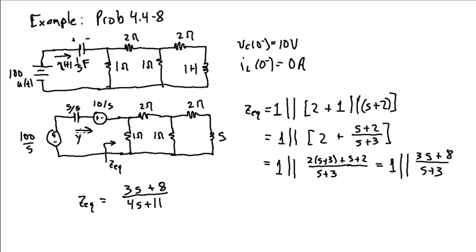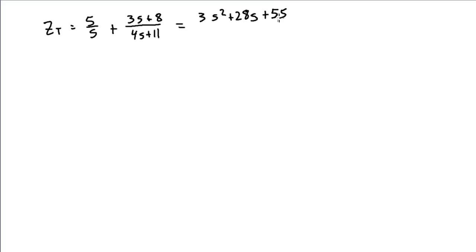I'm actually going to combine the two voltage sources here into a single voltage source. The current is actually going through both of them, and then add this 5 over s into this equivalent impedance to come up with a total impedance, ZT, which is the capacitive impedance plus the equivalent impedance that I had looking to the right, 3s plus 8 over 4s plus 11, and combining these over a common denominator and doing a little algebra, I get 3s squared plus 28s plus 55 all over s times 4s plus 11.